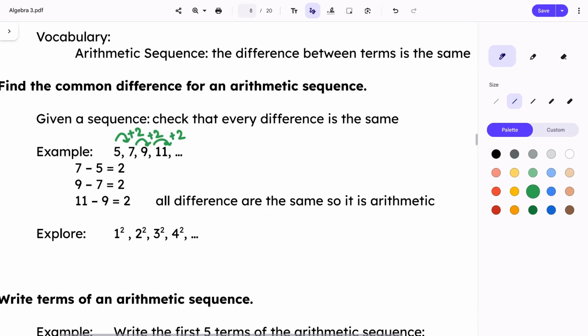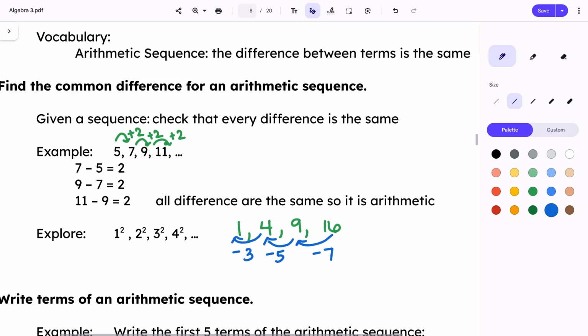We've got 1 squared, 2 squared, 3 squared, 4 squared. I would maybe start by actually evaluating that. So 1 squared would be 1. What's 2 squared? 3 squared? And 4 squared? 16. Okay, if we think about what's happening here, what did they do to 16 to get to 9? 16 minus what is 9? 7. 9 minus 4, or 9 minus what is 4? 5. And 4 minus what is a 1?